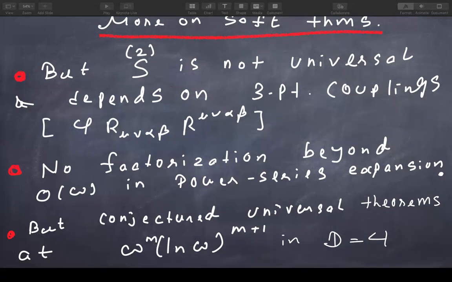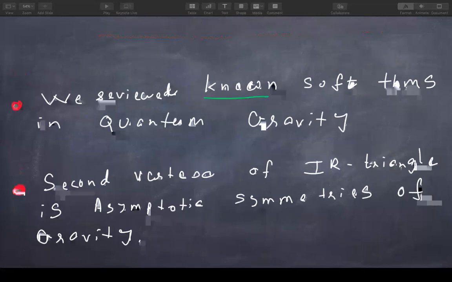And there has been a lot of progress on this, at least in the classical theory, by Biswajit Sahoo in the last year, which we will discuss towards the end of the talk. So this is kind of the status of the hierarchy of soft theorems in quantum gravity in 4 and higher dimensions.